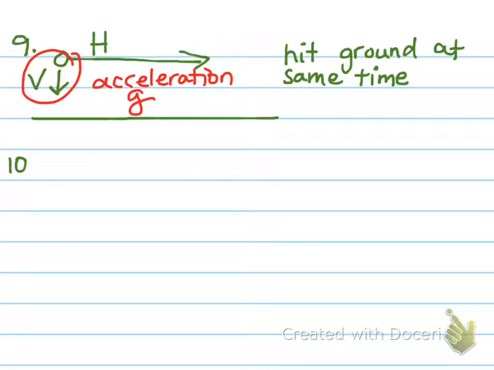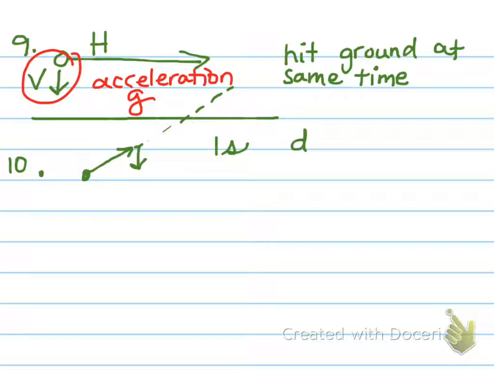Question number 10. Number 10 has an A and a B. Letter A: how far below an initial straight line path will a projectile fall in 1 second? So the idea is, here's my projectile, and I have thrown it like this, right? And that's that straight line path. And the question is, how far below it is it going to fall in 1 second?